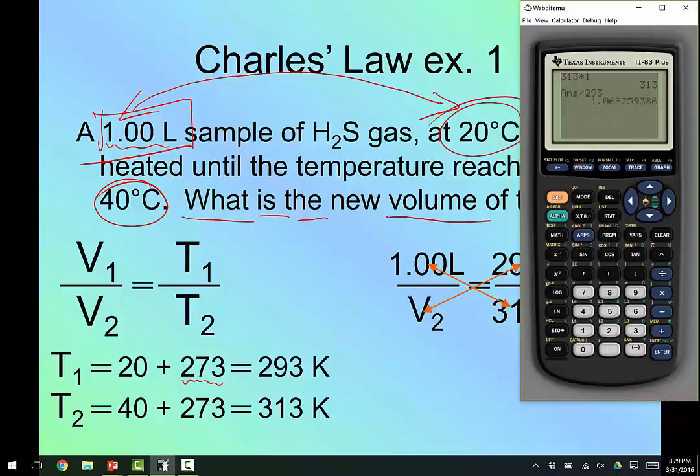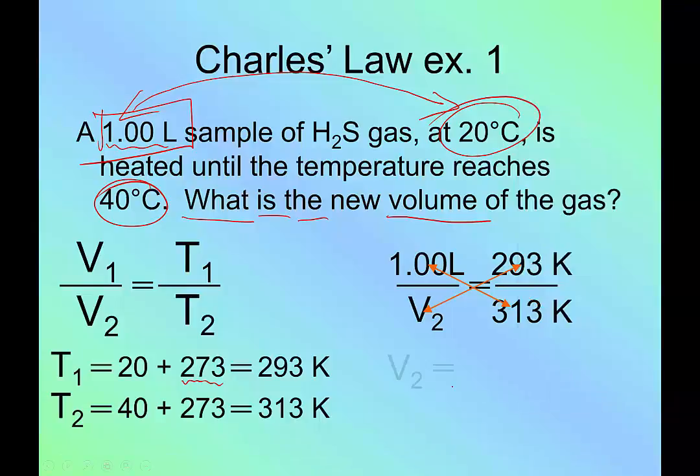And I get 1.07. Remember, we're going to round to 3 places, but we're going to start counting with the first non-zero. So the 1, the 0, and the 6. The 6 would round up because there's an 8 after it. And so my final answer will be 1.07 liters.